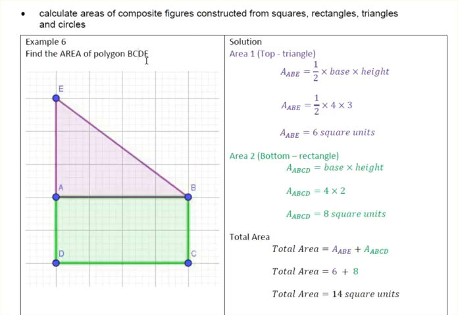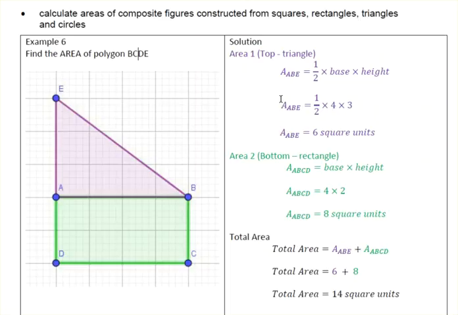So we say that that's the polygon BCDE. So the big area here. First of all, find the area of area 1, which is the top one, the triangle, and you can see I've used colors here to hopefully make that easier. So we've got an area of a triangle, so half the base, which is 4, times 3. It's half because we have half of a rectangle. So you can see that's 6 square units.